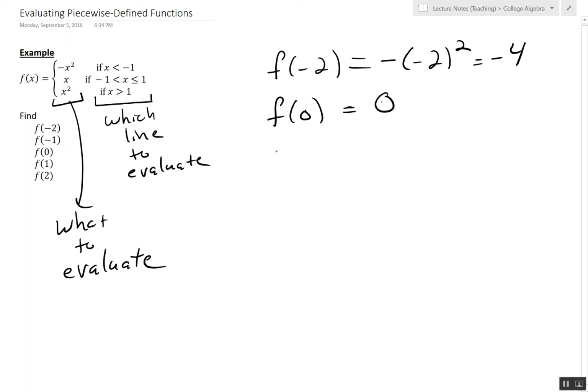And let's look at the next one, f of 1. Now this one's special too, because notice that 1 shows up on this line and it shows up on this line. So what we have to pay attention to is where equality occurs. Notice this is less than or equal to 1. This is strictly greater than 1. So the 1 is going to be on this line here. So f of 1 is just going to use that expression there, x, and we substitute 1 in and we'll get 1.